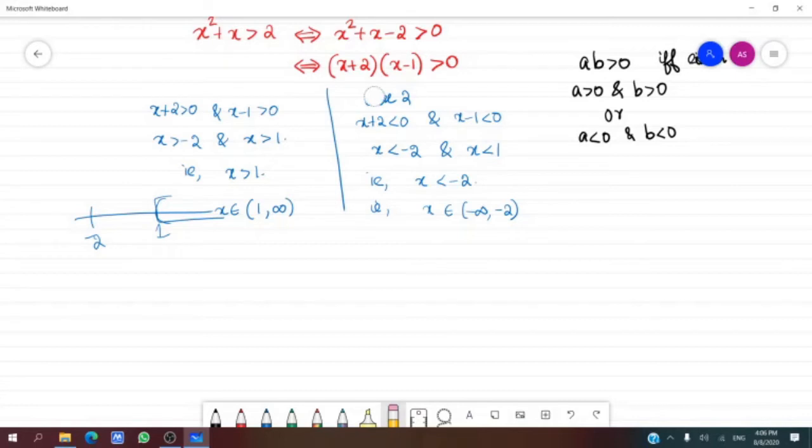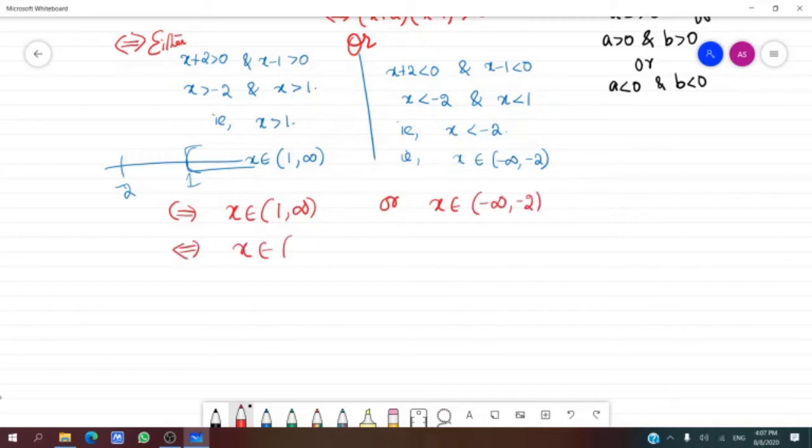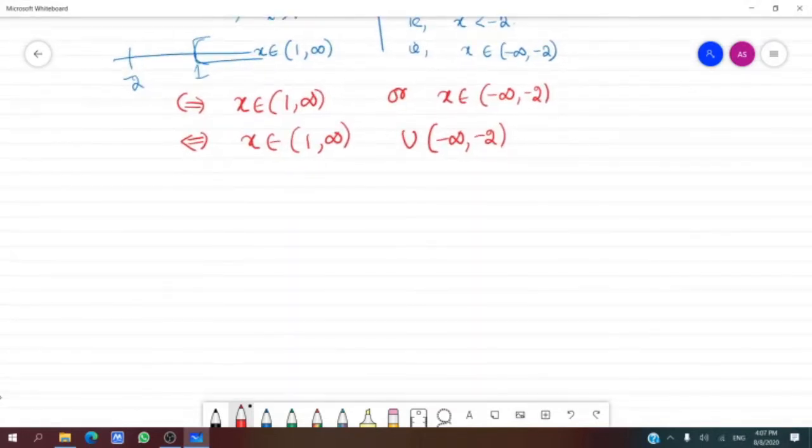If and only if either this is true or this is true. That is if and only if either x belongs to 1 infinity or x belongs to minus infinity minus 2. If and only if x is in the union of this. So this is our set B without using the notation of interval.